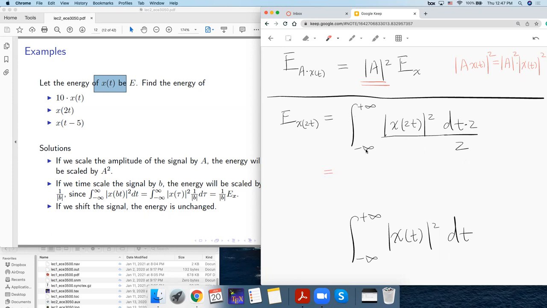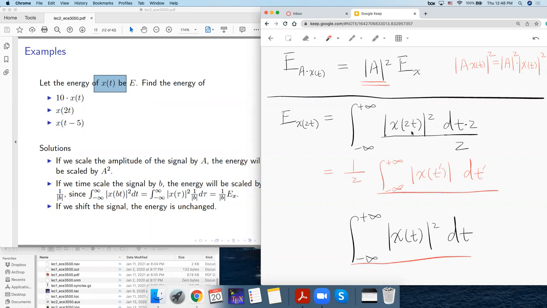So continue this part. It is 1/2 integration. Now we can treat 2 times t as a new variable. It's x. T prime, let's do it. And this part is basically the same as this one. We just use a different notation.